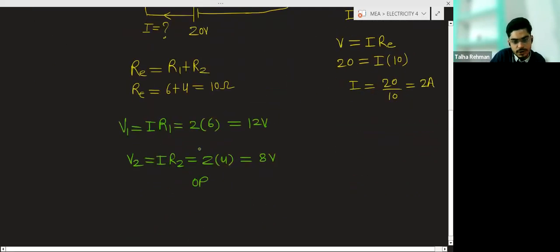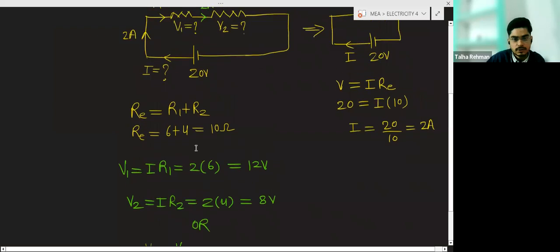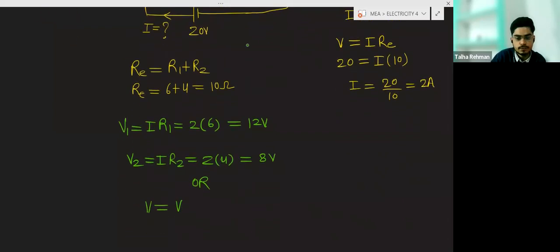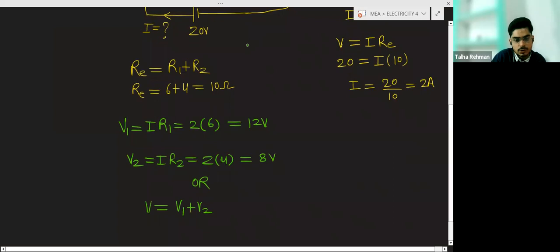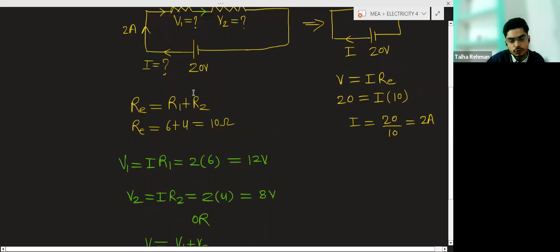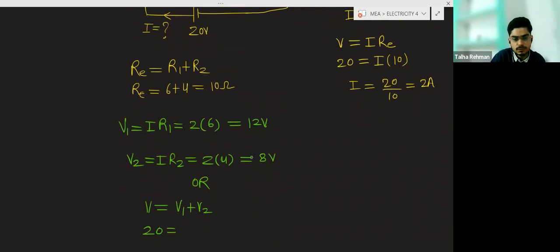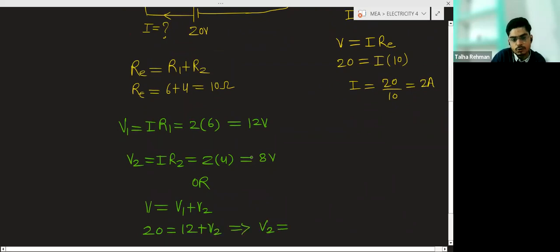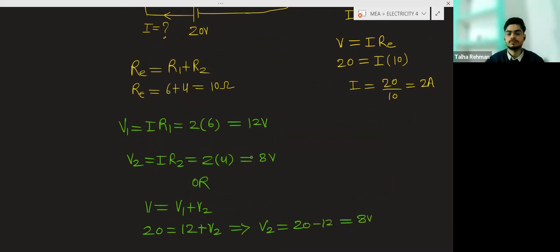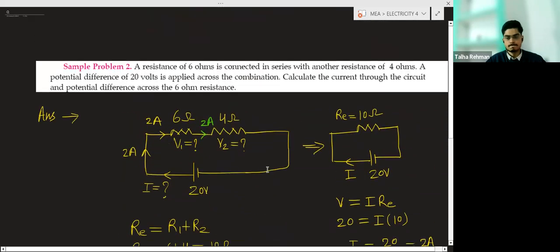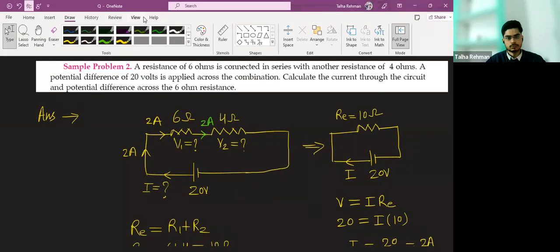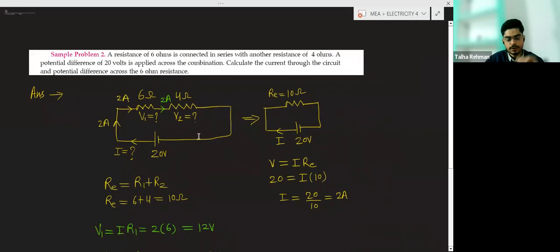Or in this way also you can find: total voltage is equal to voltage across 6 ohm plus voltage across 4 ohm, means V1 plus V2. So V is given as 20 volt. V1 you have found out already, V1 is 12 volt. So now from here also you can find V2. 20 minus 12, 8 volt. Okay, 8 volt.